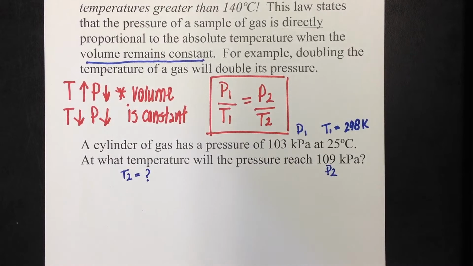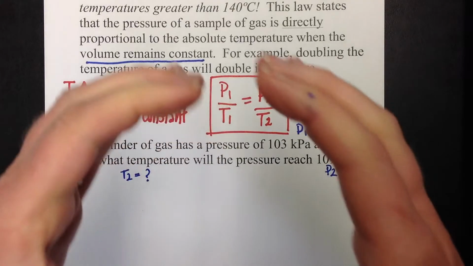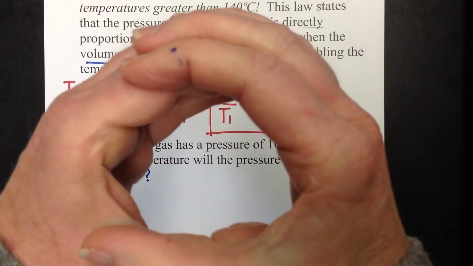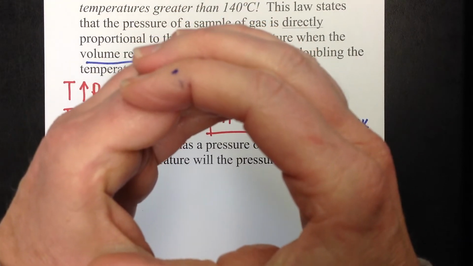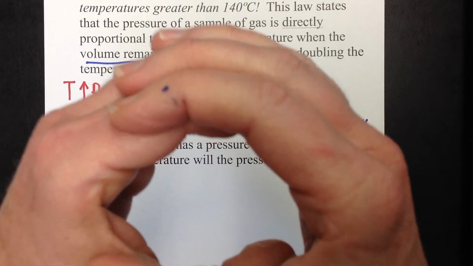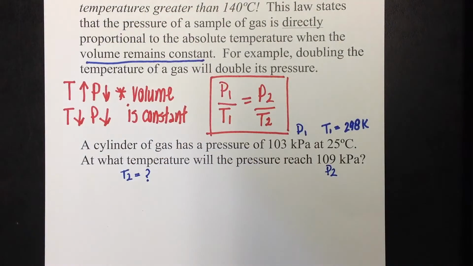Nowhere in this problem did they mention volume, so I'm going to assume it's constant. That would make sense. If you have a metal cylinder, it's got a certain volume, that's how big around it is. It's not going to expand, it's not going to contract. That volume is staying the same. So we already know if that temperature starts going up inside, that pressure is going to go up. If that temperature goes down, that pressure is going to go down. We are ready to write down this law, rearrange, and plug in.